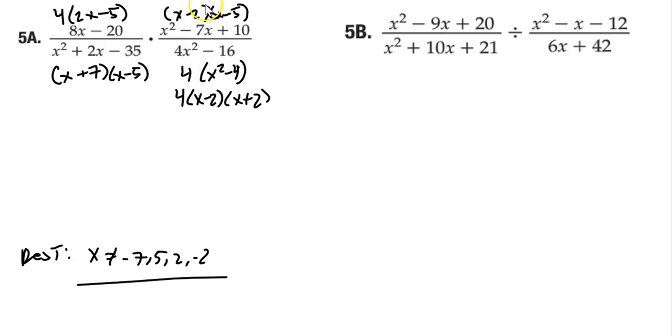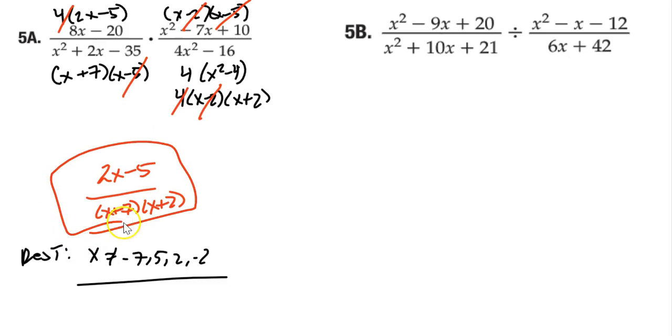What cancels? x minus 2 and x minus 2 cancel. Hey, the 4 and the 4 cancel. x minus 5 and x minus 5. Look at that, what a massacre. 2x minus 5 over x plus 7, x plus 2. Remember, that's it. We can't do anything else. These are all locked in. That's our answer. Right, and you get something like this and you think, oh, that looks ugly.